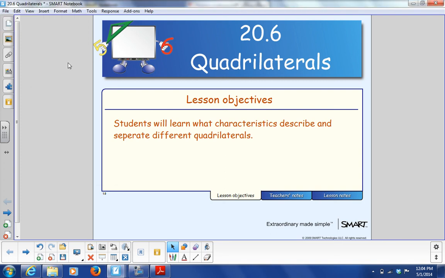Alright, tonight's topic is quadrilaterals. Be prepared to take a lot of notes. There is a lot of information about quadrilaterals, and it can get kind of confusing.